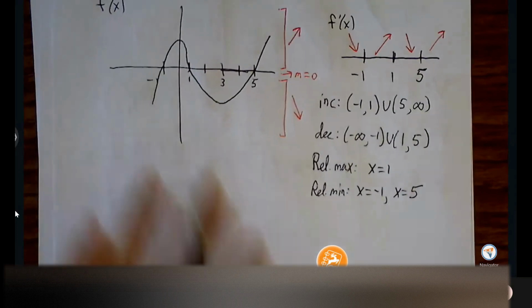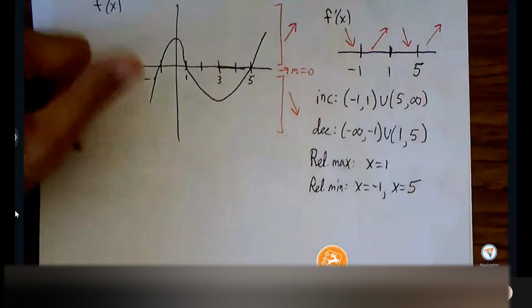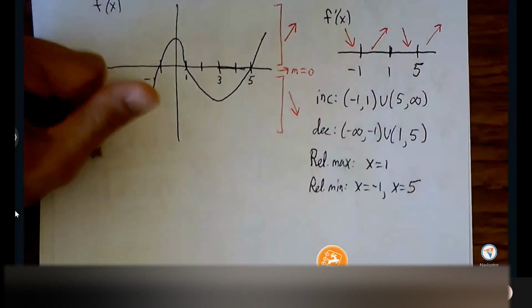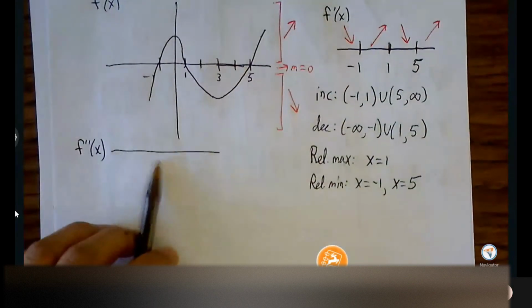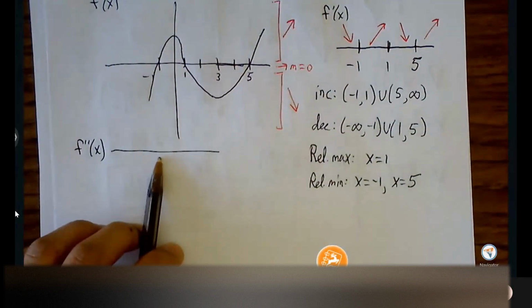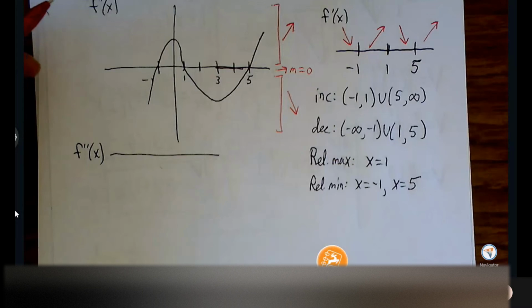All right, let's gather information about concavity based off the f prime graph. So let's create an f double prime sign line. And how do we pick out critical points from the f prime graph to fill out the f double prime? Where can we find points of inflection? Where f prime of x changes.